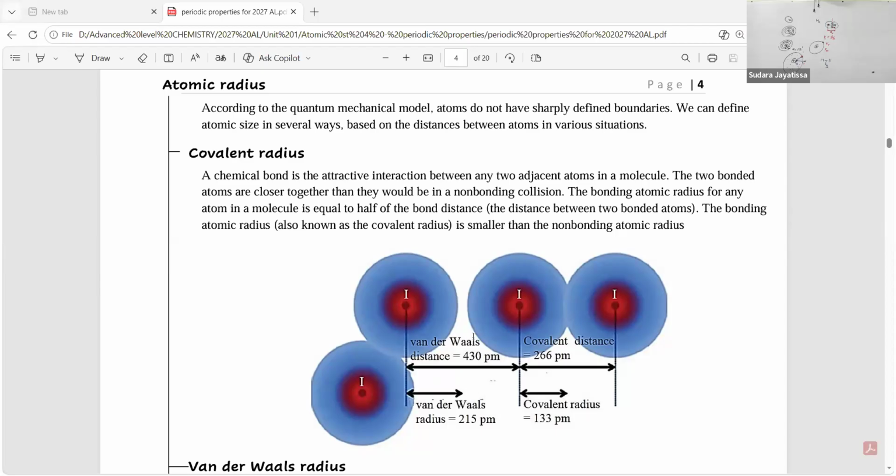The bonding atomic radius for any atom in a molecule is equal to half of the bond distance. Half of the bond distance. Bonding atomic radius for any atom in a molecule is equal to half of the bond distance.